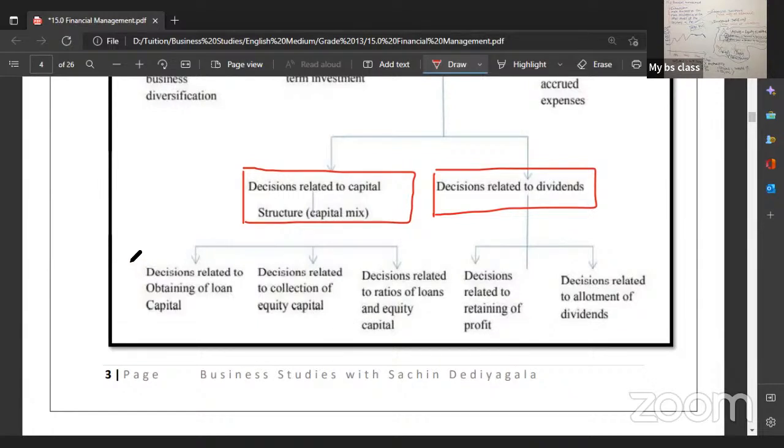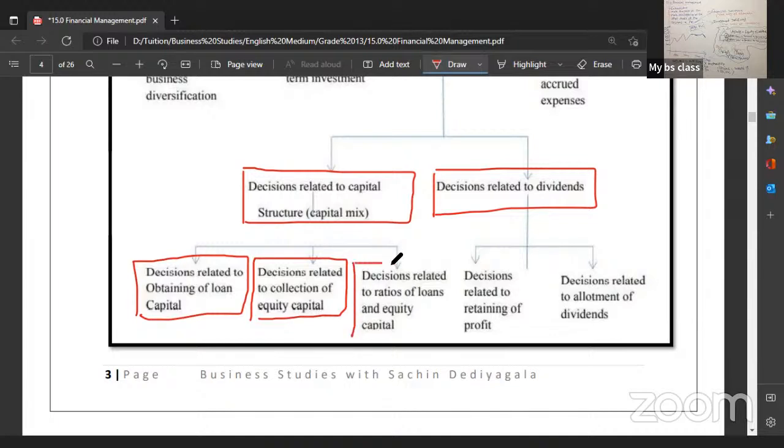the equity capital. Instead of that, you can take a loan. Then your capital mix changes, because there are more liabilities. And also you can collect equity capital, something like issuing shares, or the owner investing in your business. And also the decision related to the ratios of loans and equity capital.